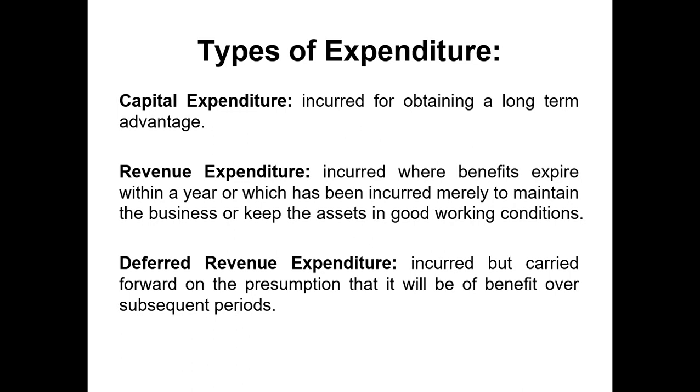We have three categories of expenditure: capital expenditure, revenue expenditure and deferred revenue expenditure. Now capital expenditure is incurred for obtaining a long-term advantage. So if the firm is investing the money in buying long-term assets, this is known as capital expenditure.